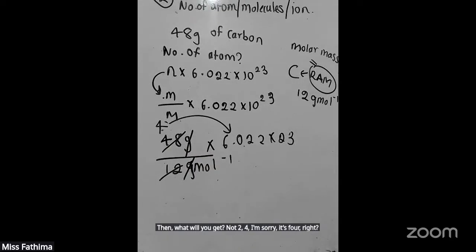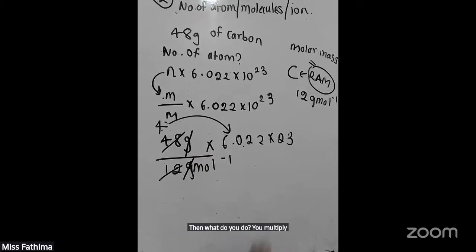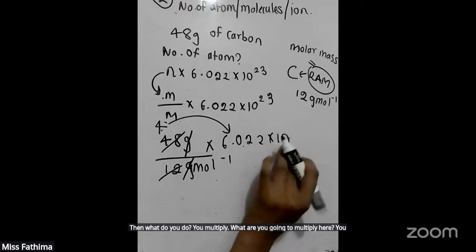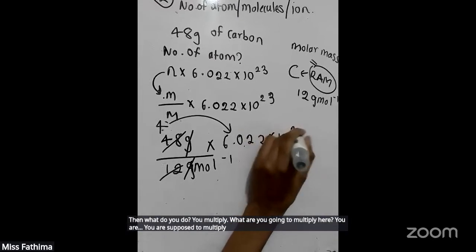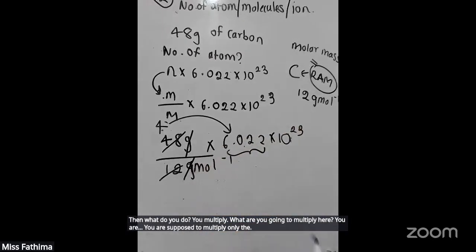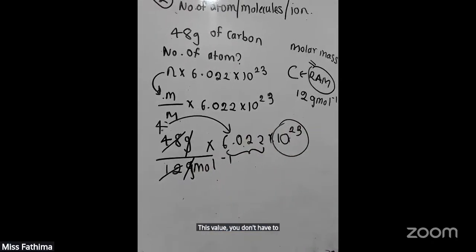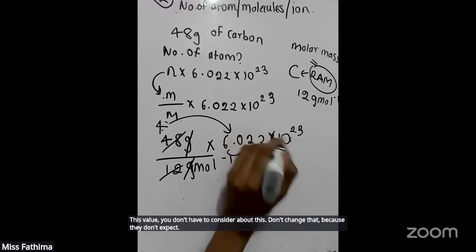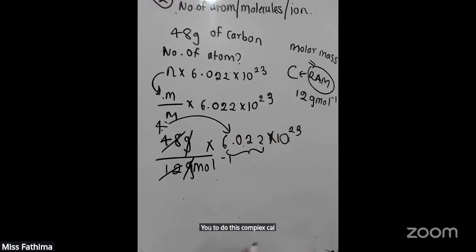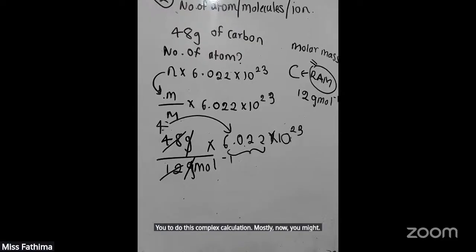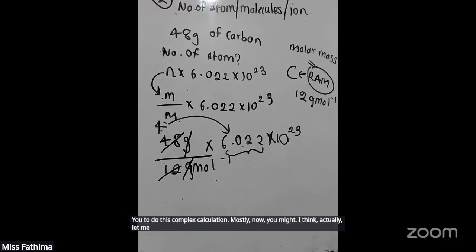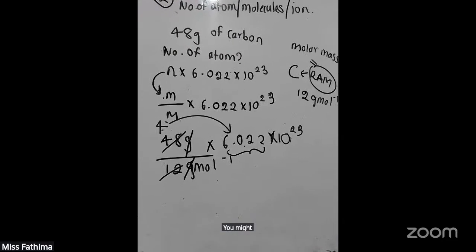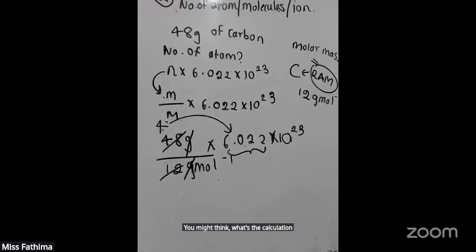Then what do you do? You multiply. What are you going to multiply here? You are supposed to multiply only this value. You don't have to consider this. Don't change that because they don't expect you to do this complex calculation. Mostly now, you might think, actually, let me tell that point once. You might think what's the calculation you do is the complex one.